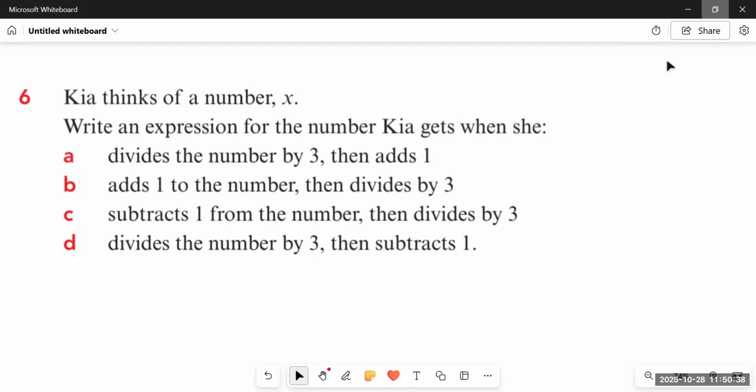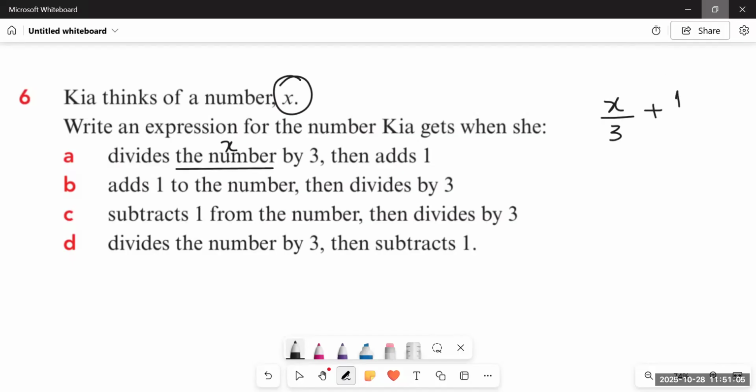Here comes question number 6, which says Kia thinks of a number x. So it's x. Whatever we have to do, we do with x. Write an expression for the number Kia gets when she divides the number by 3. It's just like divide 9 by 3. So in place of number, we will write x. So it's actually divide x by 3. So it's x upon 3. Then add 1. So it becomes plus 1.